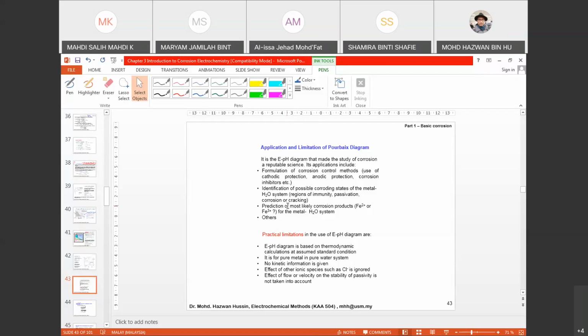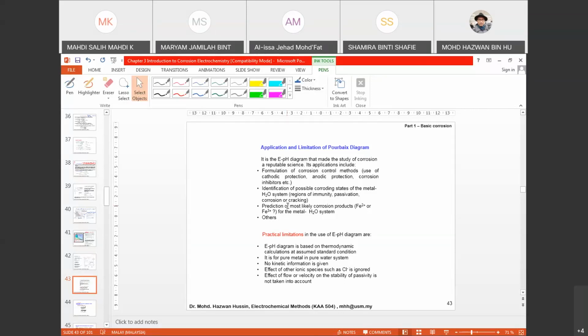But of course, the Pourbaix diagram has its own limitations because the Pourbaix diagram is actually constructed at standard condition, which means it is constructed at 25 degrees Celsius. If you change the temperature, then the Pourbaix diagram of that particular material will be different as well. So it cannot relate with thermodynamic data. If you have a different temperature, then you cannot assume what the condition will be. It's not the same as in the standard condition. It is for pure metal in a pure water system.